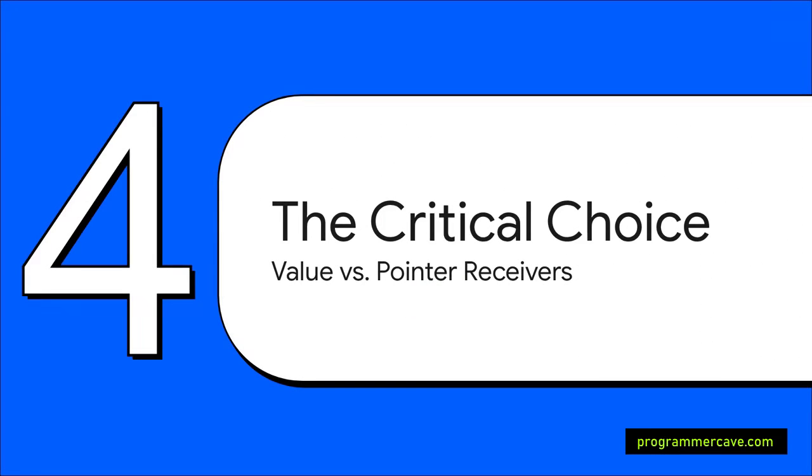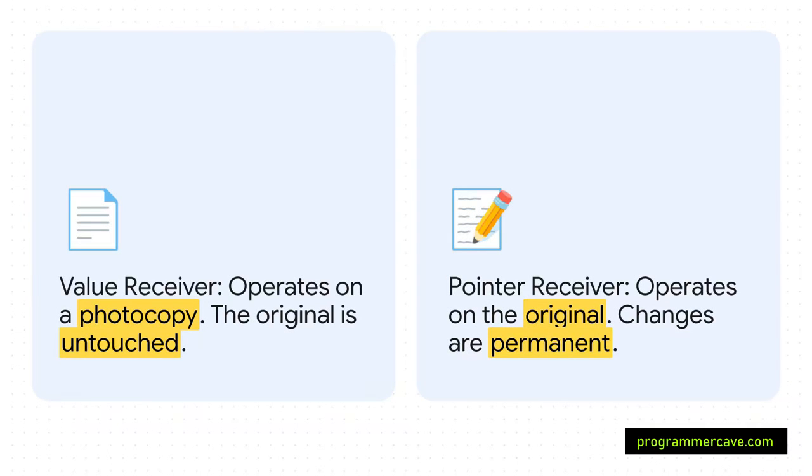Okay, let's shift gears. We're going back to methods, because there's a critical choice you have to make literally all the time when you're writing them: value receivers versus pointer receivers. This is one of the best analogies in programming, I think. A value receiver, it gets a photocopy of the data. You can scribble all over that copy, do whatever you want. The original document is safe and sound, untouched. But a pointer receiver, it gets the original document. You make a change, it's permanent. That's the whole deal. So how do you pick?